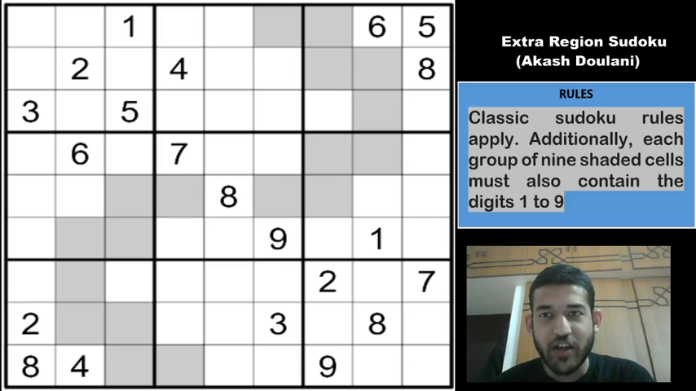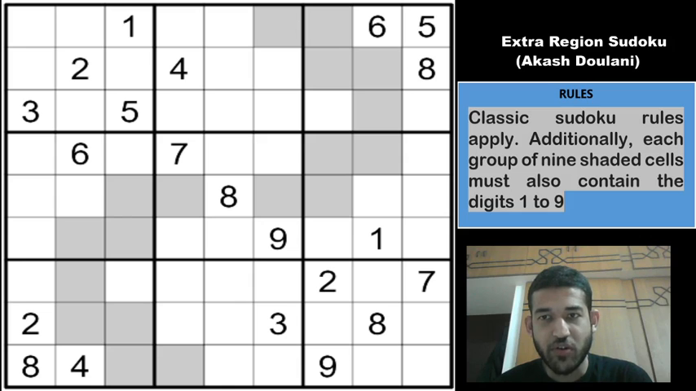I am Kishore and today we'll be solving an extra region Sudoku created by Akash Dulani. This Sudoku was posted by Akash on his blog World Sudoku. I got to know from the comments under the blog that this Sudoku tripped many of the solvers and they found it a little hard.